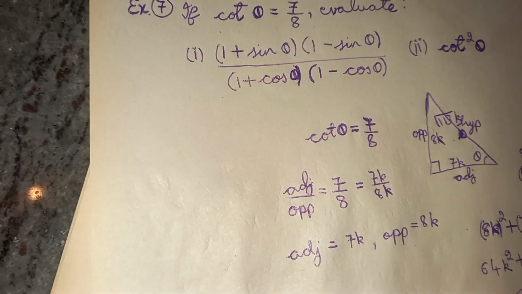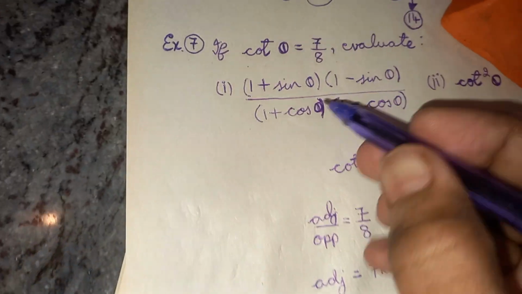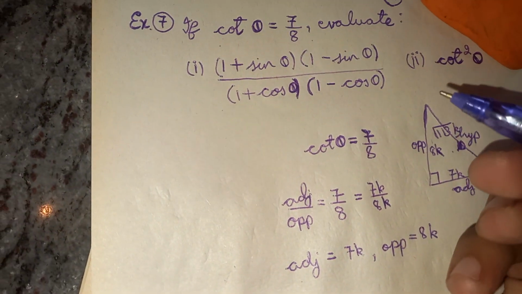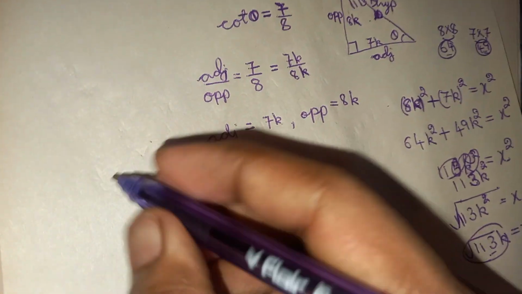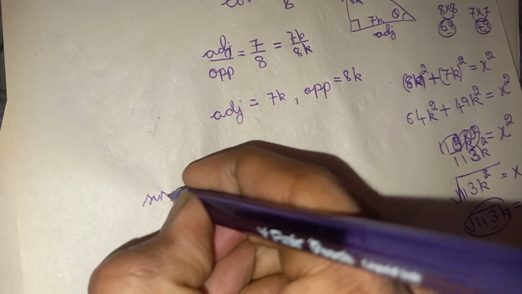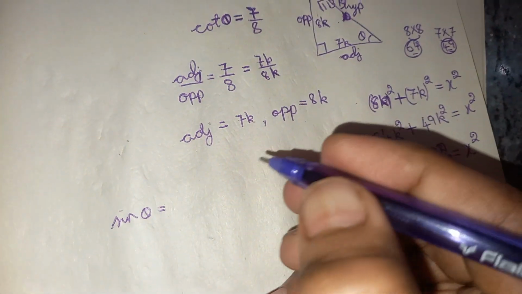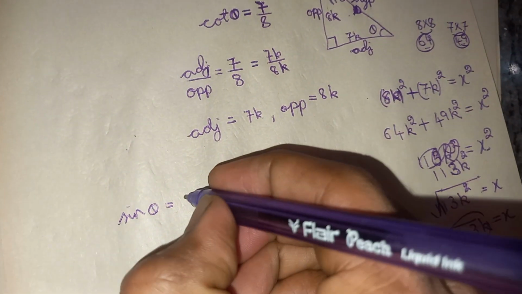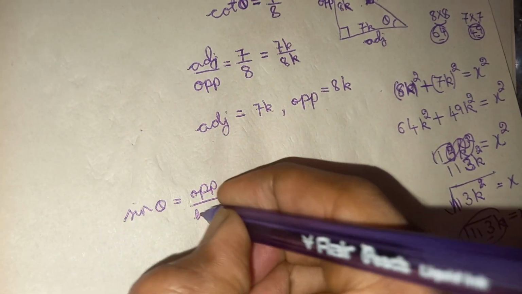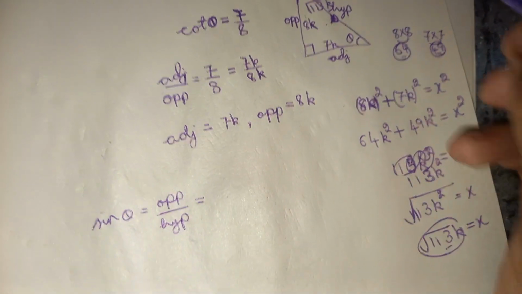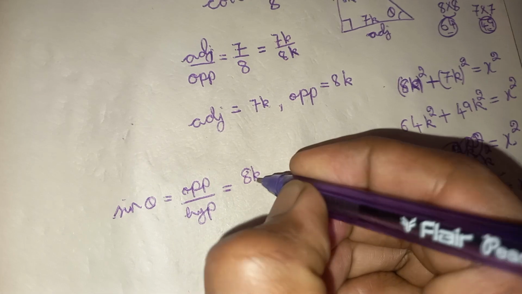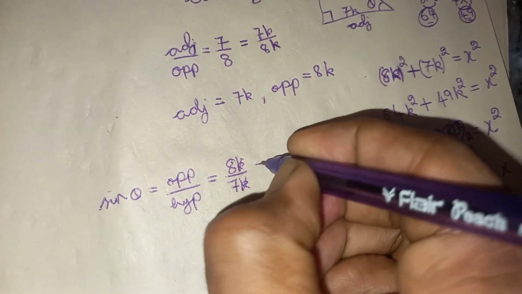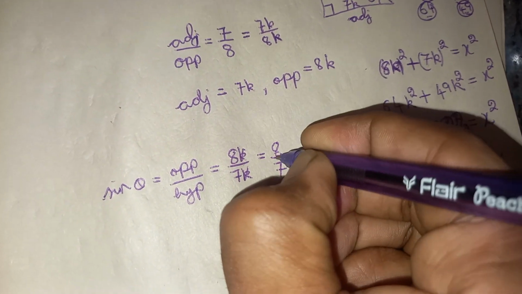Now let's find all the ratios we need. First, sine theta. Sine theta is opposite by hypotenuse. So sine theta equals opposite over hypotenuse, here 8k by 7k. The k cancels out, so this is 8 by 7.